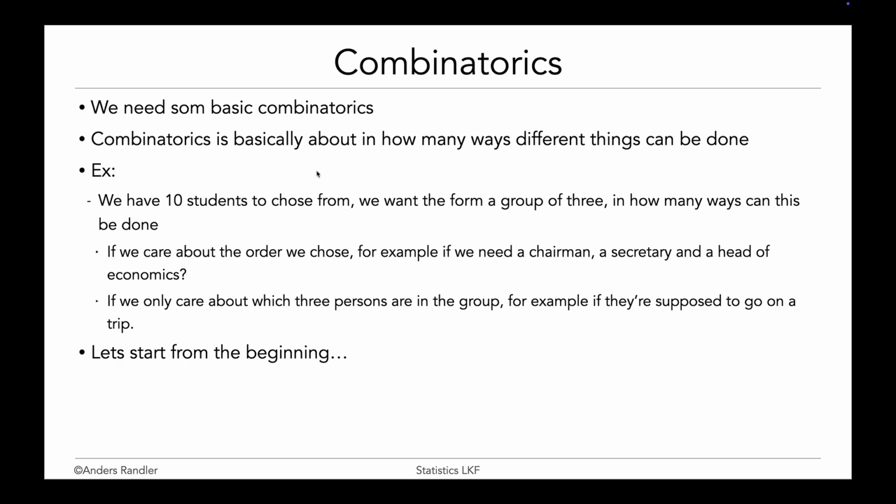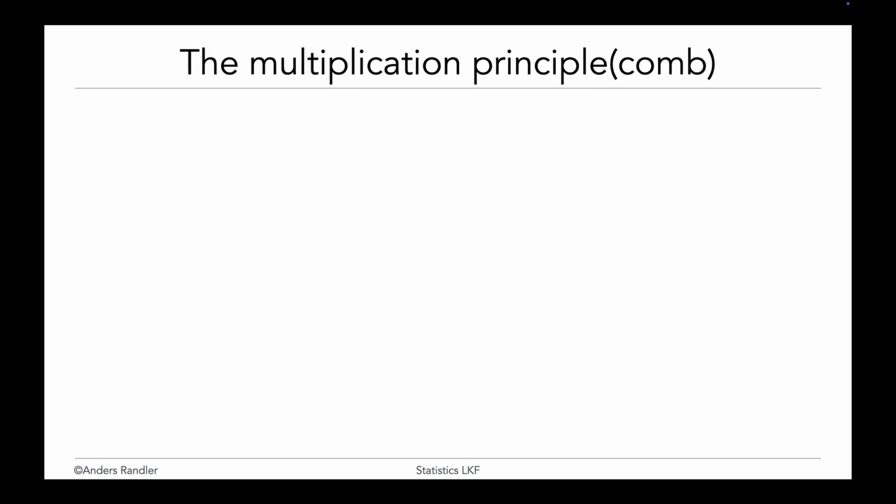Talking about combinatorics, we need some basic combinatorics. So it's basically about in how many ways different things can be done. For instance, we have 10 students to choose from. We want to form a group of 3. In how many ways can this be done? The question is not complete yet, because we also need to know, do we care about the order that we choose the people in? For example, do we need like a chairman, a secretary, and a head of economics? Or is it just a group of 3? For instance, if we have 10 students and we want to send away 3 students on some kind of trip to somewhere. We'll start from the beginning.